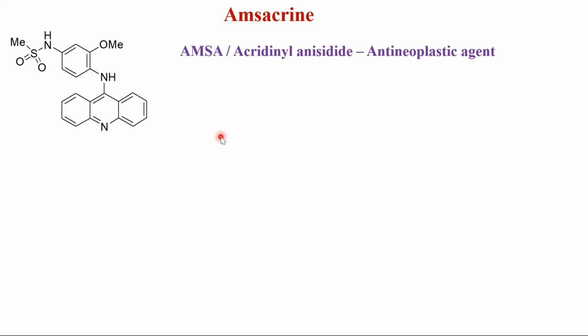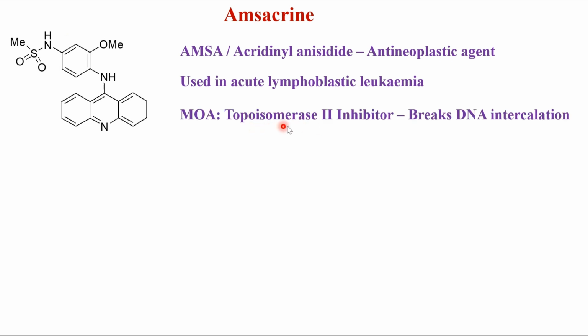This is also named as AMSA, or it is also called as acridinyl anisidide, and this is used as an anti-neoplastic agent. It finds its use in the treatment of acute lymphoblastic leukemia. It inhibits topoisomerase II enzyme and hence breaks down the DNA intercalation and gives its effect as a drug to treat acute lymphoblastic leukemia.